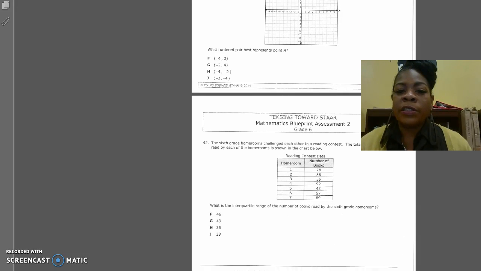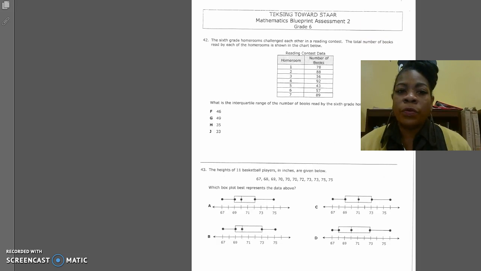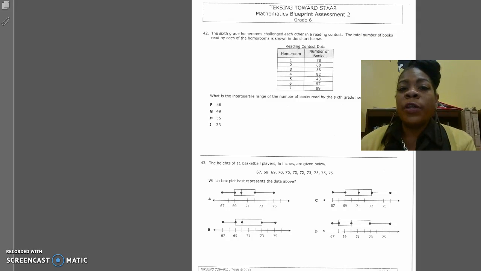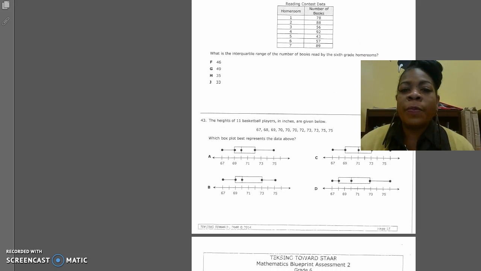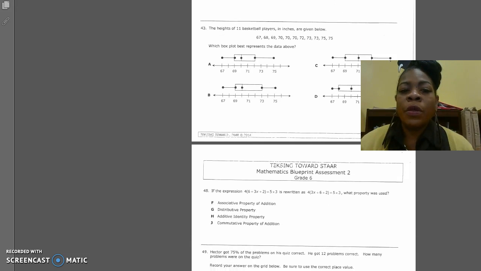42. Remember that it is skipping, so look at the number. The 6th grade homeroom challenged each other in a reading contest. The total number of books read by each of the homerooms is shown in the chart below. What is the interquartile range of the number of books read by the 6th grade homeroom? 43. The heights of 11 basketball players in inches are given below. The question is, which box plot best represents the data above?